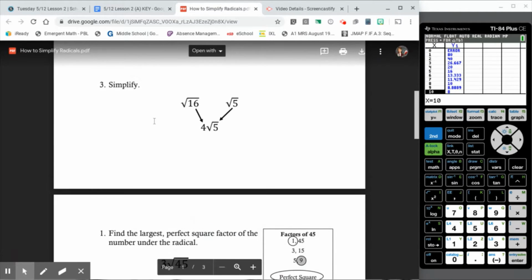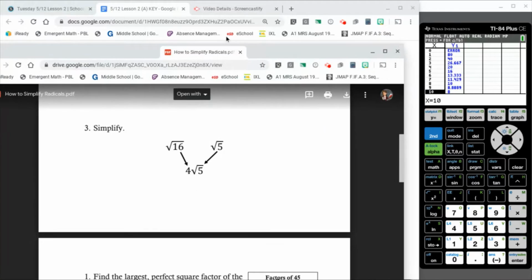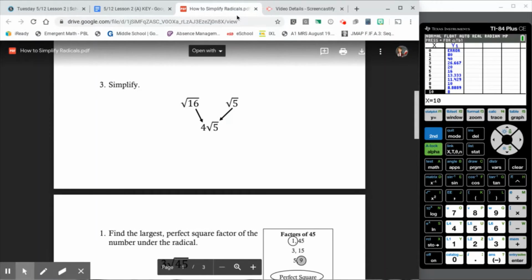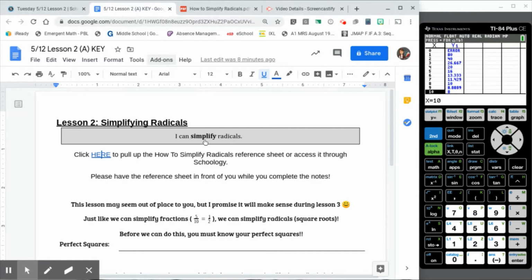So now if we go back to our notes, it might be helpful if you want to have this open in a separate page. I'm working off my Chromebook, so I don't have a lot of space. Or there's a condensed version on the physical packet, so you can look at that as well. But going back to our notes for today, I'm just going to jump to the bolded part. It says, this lesson may seem out of place for you, but I promise it will make sense during our next lesson, lesson 3. So you're going to see the connection tomorrow.